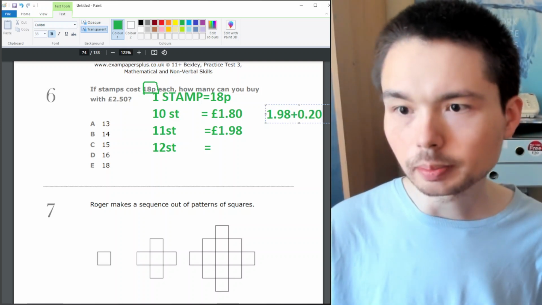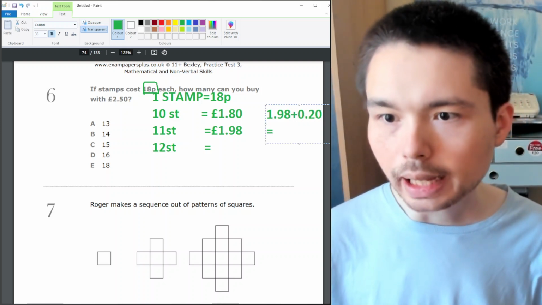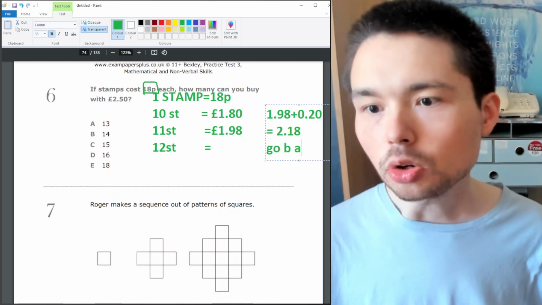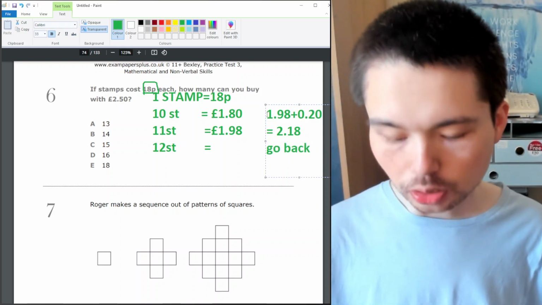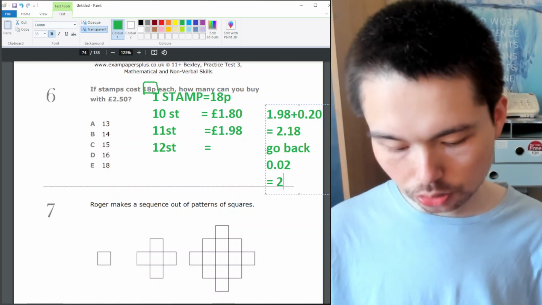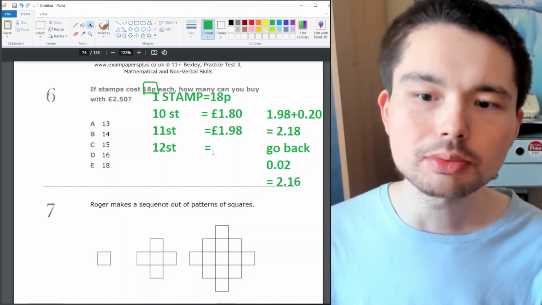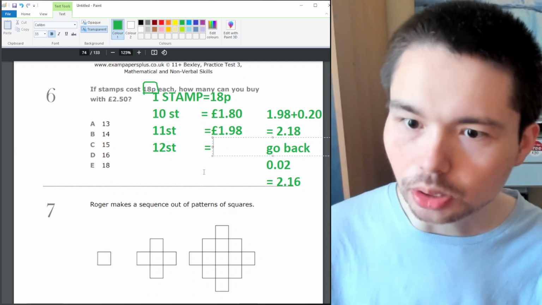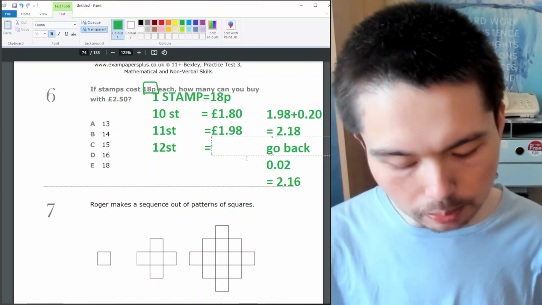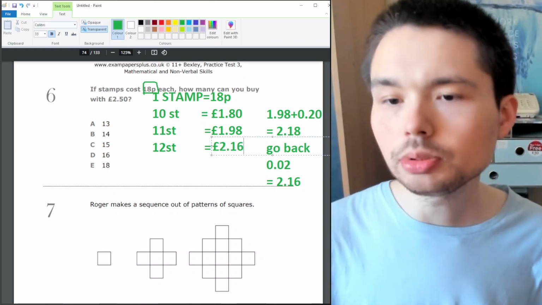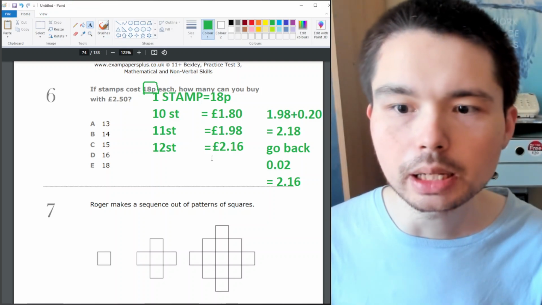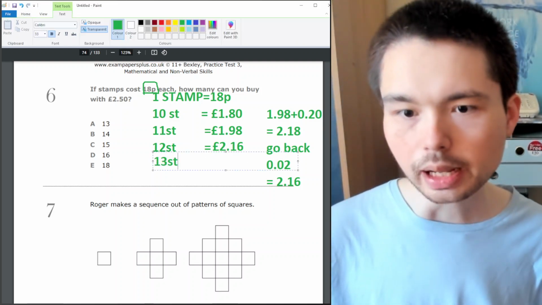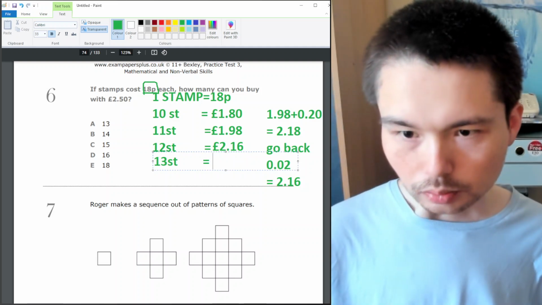Add 20p. Quickly do that. That is £2.18, and then you go back 2p, which is the same as going back 0.02. So this is 2.16. You might be thinking, why is he writing out fully? I just want to over-explain it, just in case a student is now watching, they're feeling a bit unsure. Put it £2.16. 13 stamps, do the same thing.